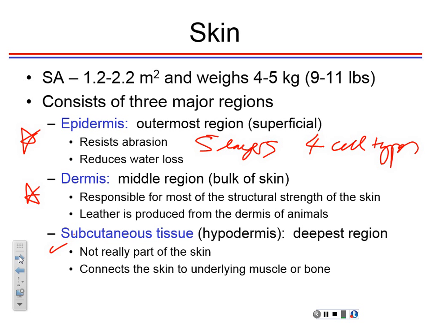You will find blood vessels, a lot of blood vessels, in the subcutaneous tissue. That's what supplies nutrients.